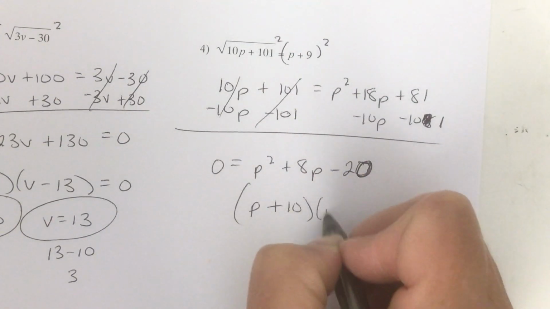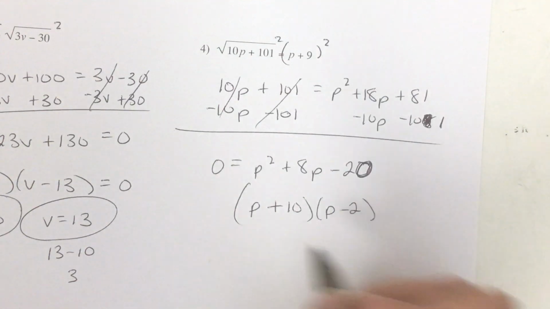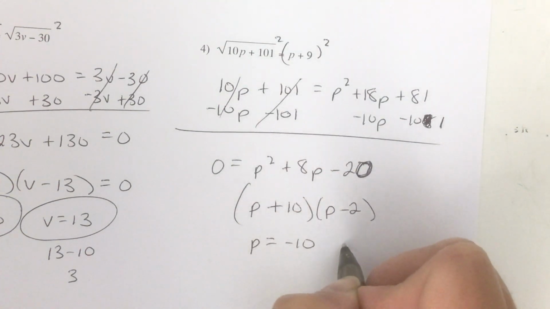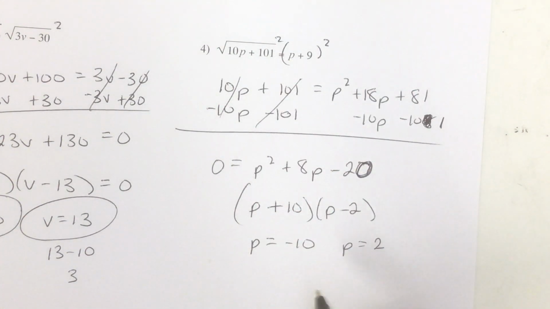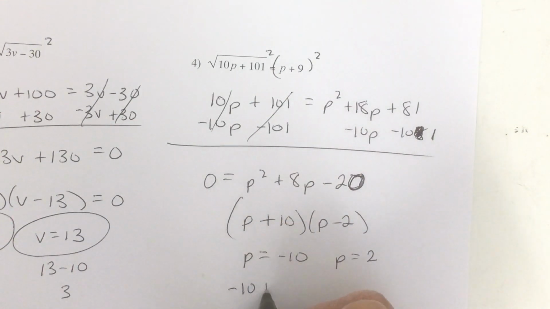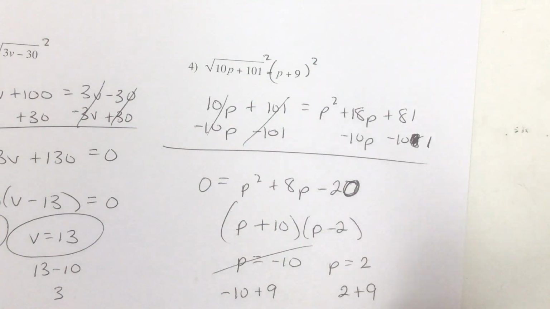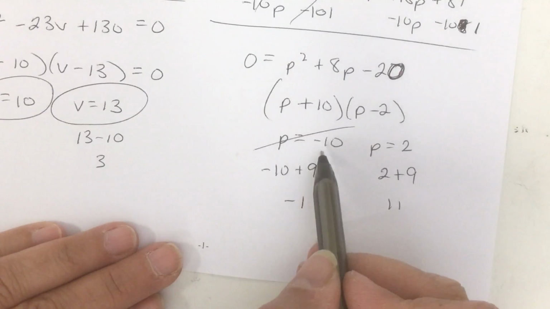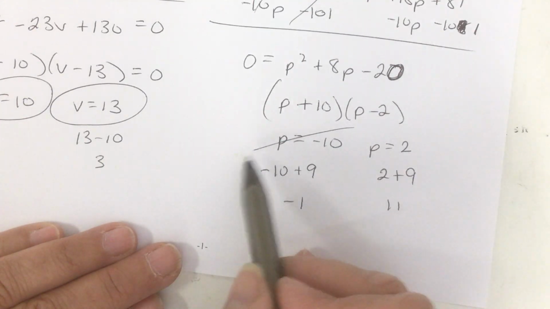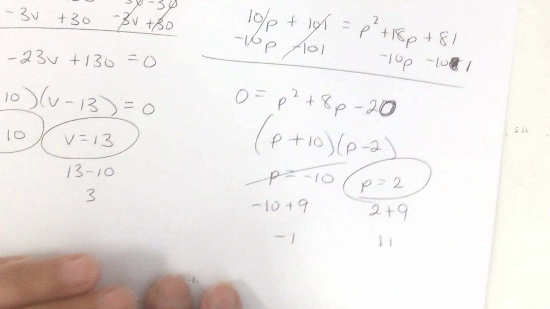Again, you can use the quadratic formula. So 10 minus 2 is 8. 10 times negative 2 is negative 20. This gives me a negative 10. This gives me 2. If I plug in negative 10 plus 9, that's negative 1, so that doesn't work. I can't use negative 10. If I plug in 2 plus 9, I get 11. That's positive, so that works.